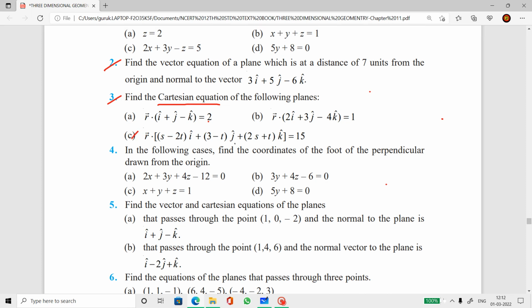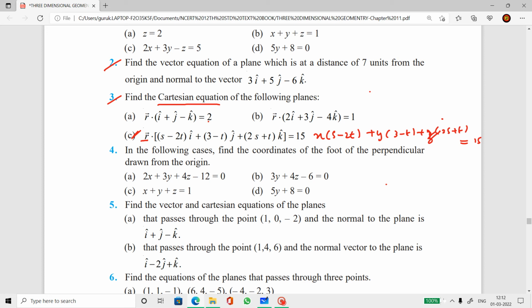Now when it comes to the third sum, do not be concerned about s minus 2t and all that. As I said before, our vector is xi plus yj plus zk. So we get x times (s minus 2t) plus y times (3 minus t) plus z times (2s plus t) equals 50. Got it? So this is how we do the third sum.